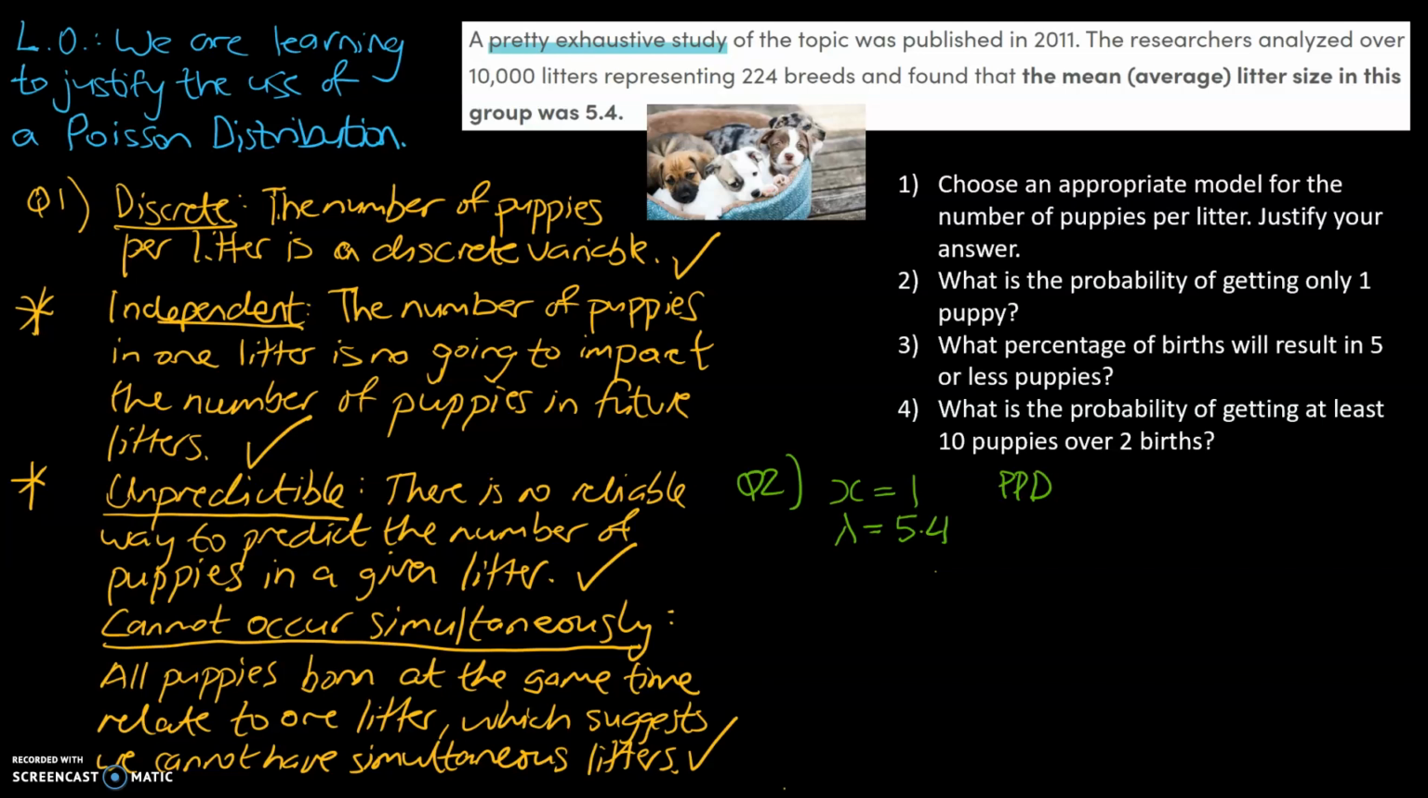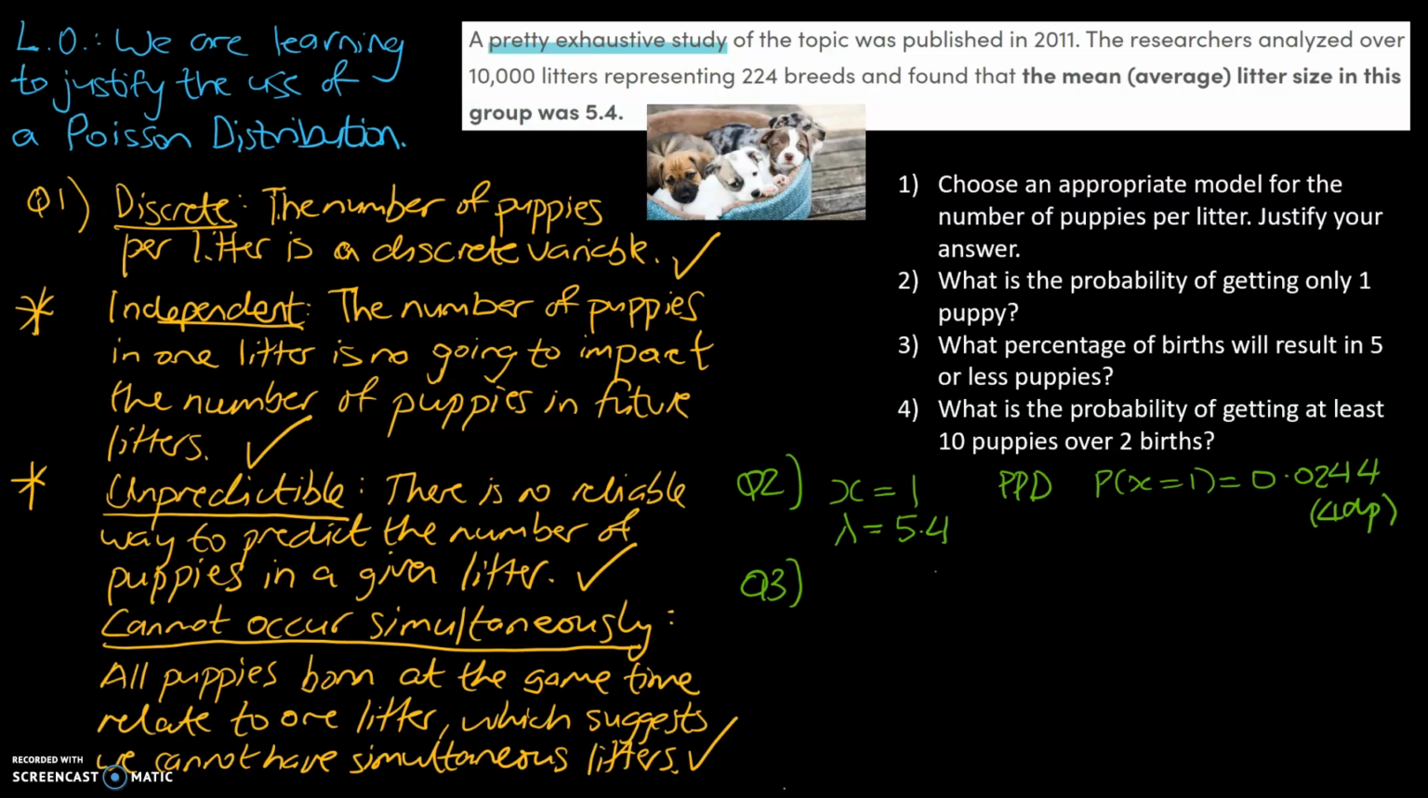PPD, so X is equal to 1, the mean is equal to 5.4, and that means the probability of getting 1 puppy is equal to 0.0244, rounded to 4 dp. So 1 puppy in a birth, pretty unlikely to happen, just over 2%, 2.5%, for that to happen. So question 3.